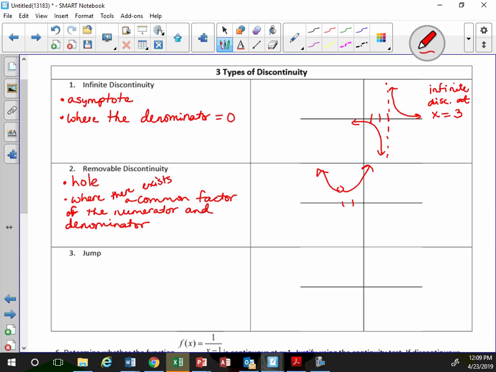Graphically, it might look like that. You would tell me removable discontinuity, things that would cancel out. So you would say removable discontinuity at x equals -2.